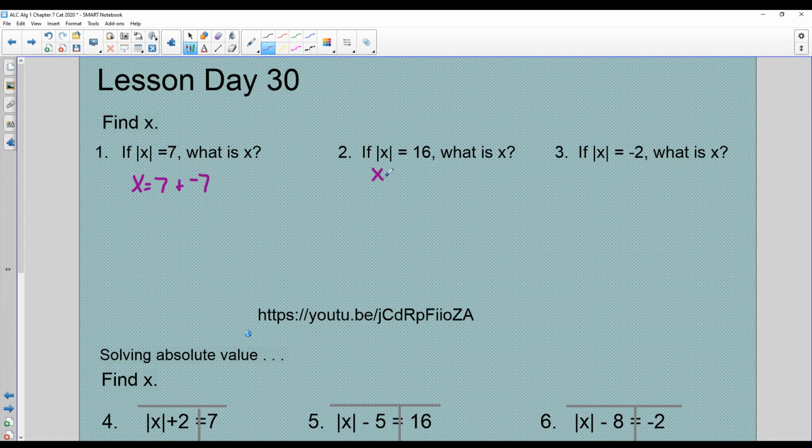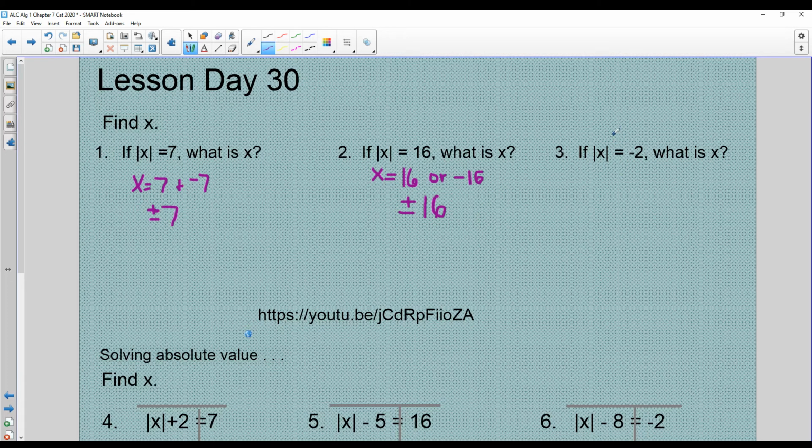Hopefully you said it was x equals 16 or -16. And there's a fancy way to write that. Remember, mathematicians are lazy, so we came up with a symbol. It looks like this. That means 16 or -16. How would you rewrite this? Here you'd say 7 or -7. So people say plus or minus 7.